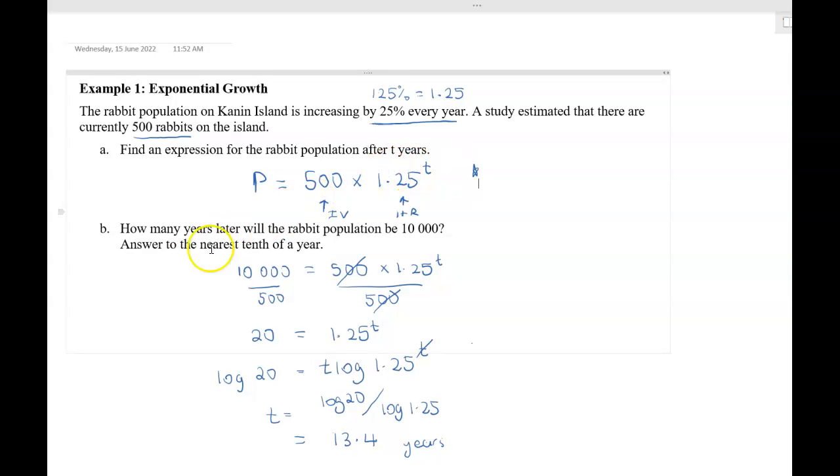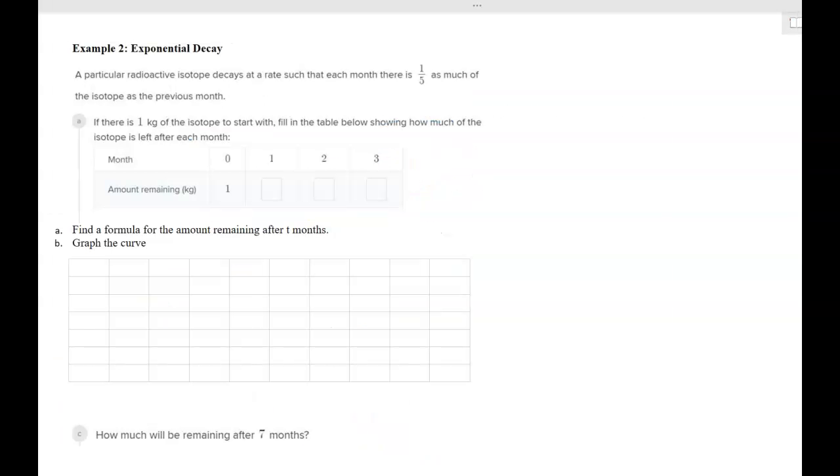Let's have a look at this second example now. This time we're going to look at exponential decay. So have a moment, pause the video and read the question. What we'll notice in this question is decaying such that each month there is 1/5 as much of the previous isotope left. So basically it's decreasing by 4/5, and R, our rate of decay, will be 0.2. There'll be 1/5 or 20% left each time.